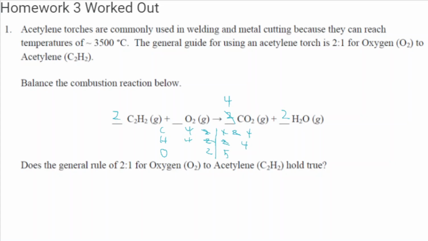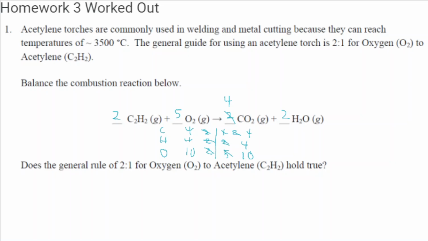Now we can look at our oxygens. We didn't put a coefficient here, so this is still going to be 2. But on the product side, we have 4 times 2, giving us 8, and 2 times 1, giving us 2, for a grand total of 10. 8 plus 2 is 10. So in order to get our reactant side up to 10, I'm going to multiply this by 5. So I have 5 times 2, and that will give us 10 as well. So now our reaction is balanced, and we can move on to trying to answer the real question.